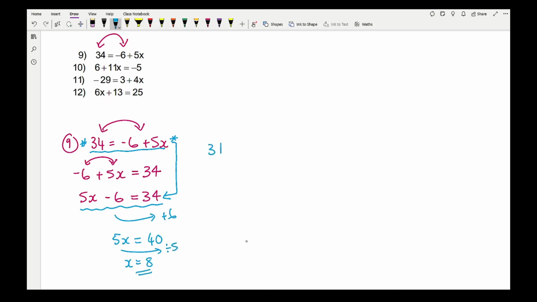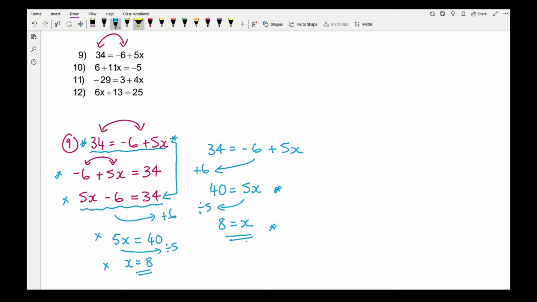Now, I could just simply work from the question. So again, I want to get rid of whatever's being added or subtracted first. So I add 6. So I've got 40 equals 5x, and then divide by 5, which gives me 8 equals x. Now you can see here I've done this in simply 2 steps, whereas in this first method I did 1, 2, 3, 4 steps to get to the correct answer, 8.